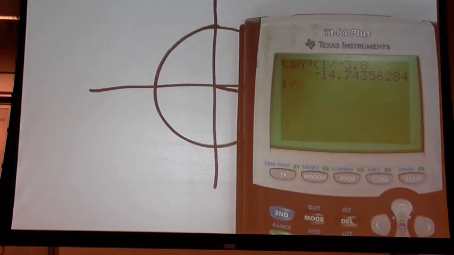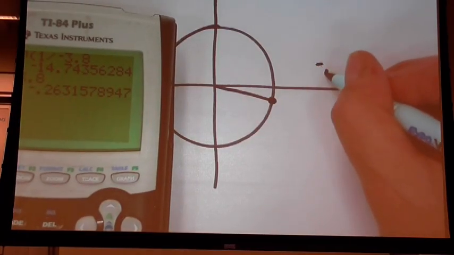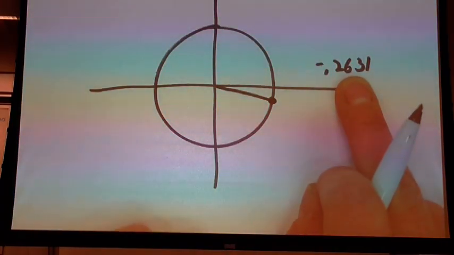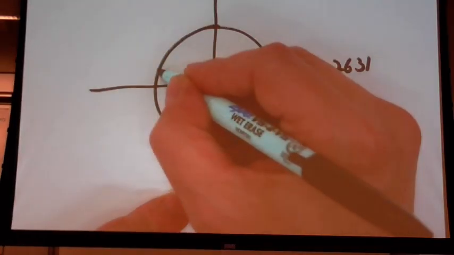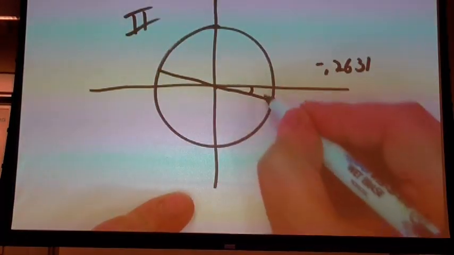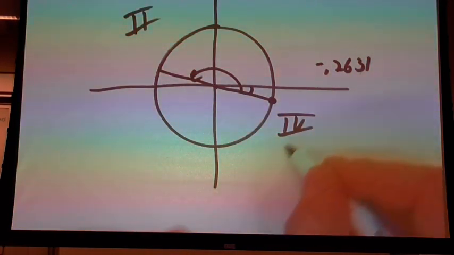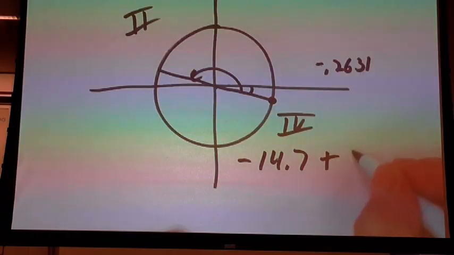It might help to look at 1 divided by negative 3.8. That's negative 0.2631, right? So we're looking for something that has a tangent that's really small. So it's going to be this very thin angle here. But that's the fourth quadrant. In the second quadrant, we're going to have another angle. Again, it's going to be this plus 180. Negative 14.7 plus 180.